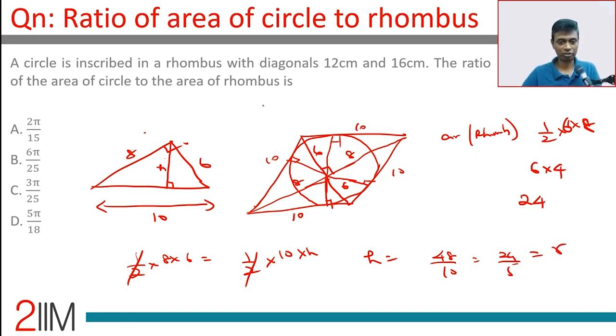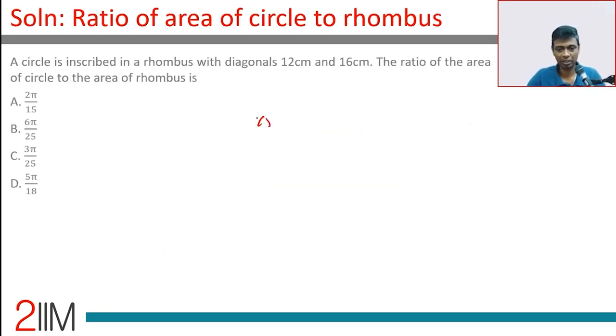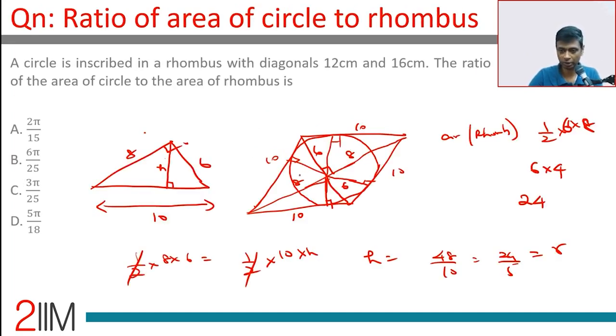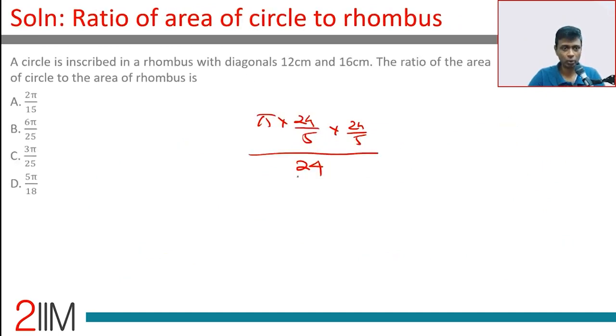The area of this circle is pi r square. So this is pi into 24 by 5 into 24 by 5. That is the area, divided by 24, the area of the rhombus. Half into 6 into 8. Area of circle to area of the rhombus. Area of the rhombus. Okay. The area of the rhombus is not half into 6 into 8. It is half into 12 into 16.